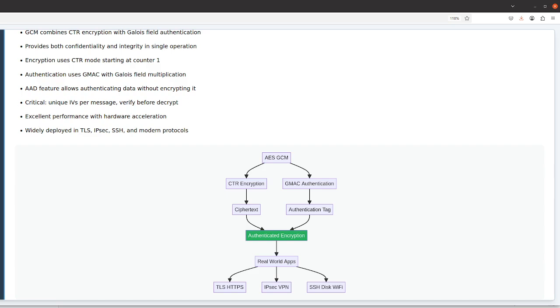GCM is widely deployed in modern security systems including TLS, IPsec, SSH, disk encryption, and wireless security. Its combination of strong security guarantees and excellent performance, especially on hardware with AES-NI and PCLMULQDQ support, makes it the preferred choice for authenticated encryption in high-performance applications.